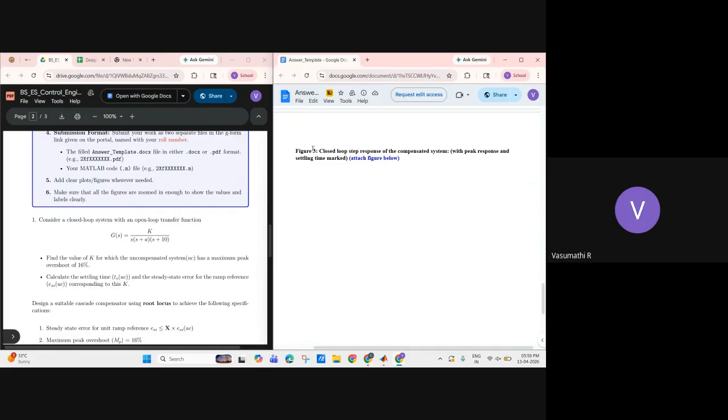And then the closed loop step response. It's just step of your system, G into Gc. That will give you the step response. Attach the figure below here. And then you write what compensator you chose, and why you chose that compensator. Everything carries marks. If you say it is a lag compensator correctly, you will get some marks.